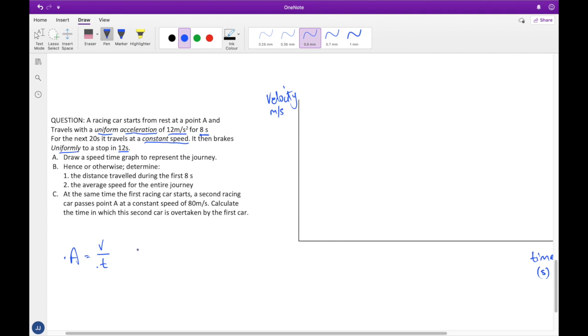So the acceleration is 12 meters per second squared, and that is the velocity all over 8 seconds. So I'll just take the 8 and throw it across there. So now 8 times 12 will give us our velocity. And our velocity ends up being 96 meters per second. So we could tell that he reaches his maximum velocity at 96 meters per second.